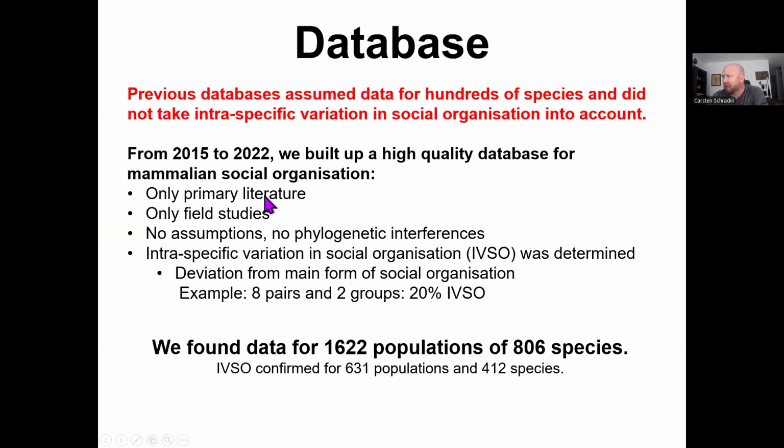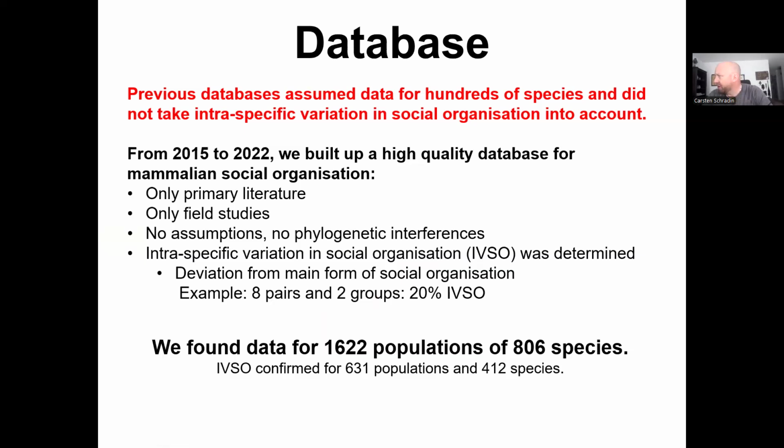So for many years, with many students from different labs, we composed a database of high quality based on only primary literature and only on field studies without any assumptions. That means we only looked at real data, only at species that really have been studied in a natural environment. And we took intra-specific variation in social organization into account. We did not put one social system per species. For example, if in a species there were 8 pairs and 2 groups observed, we said the main social organization is pair living, but with some variation of 20% that is explained by group living.